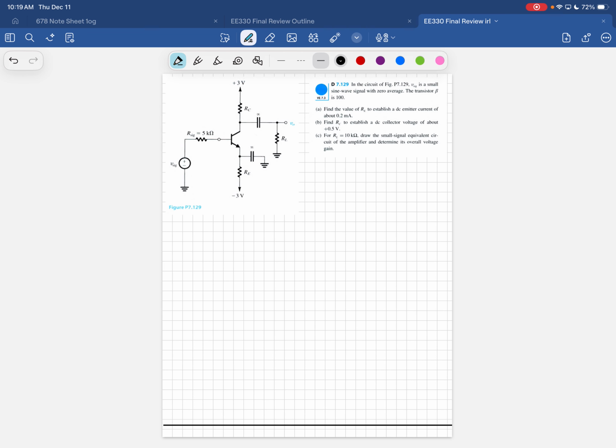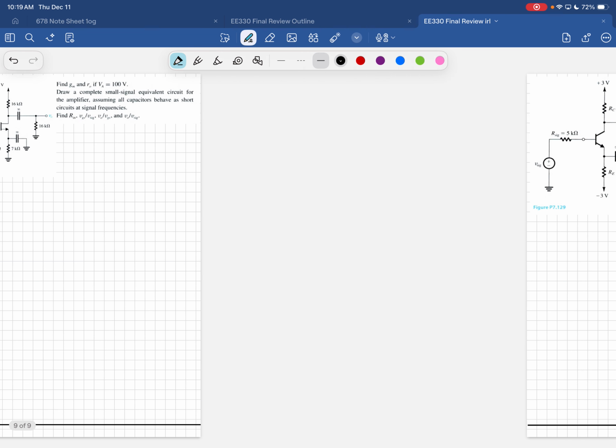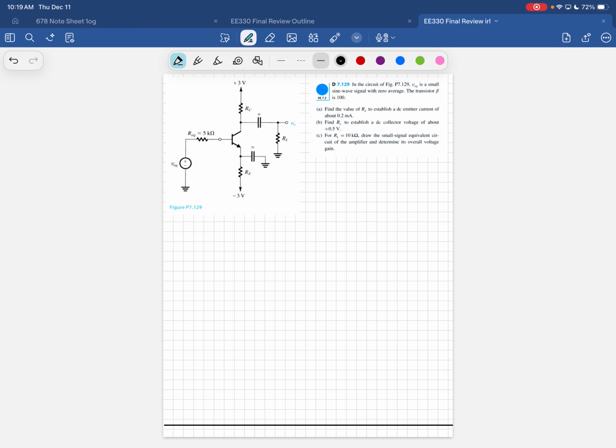Okay. So let's start with this example. Again, I think there was not enough BJT stuff on the homework, so this is one of the ones that was on your homework and I think is relevant.